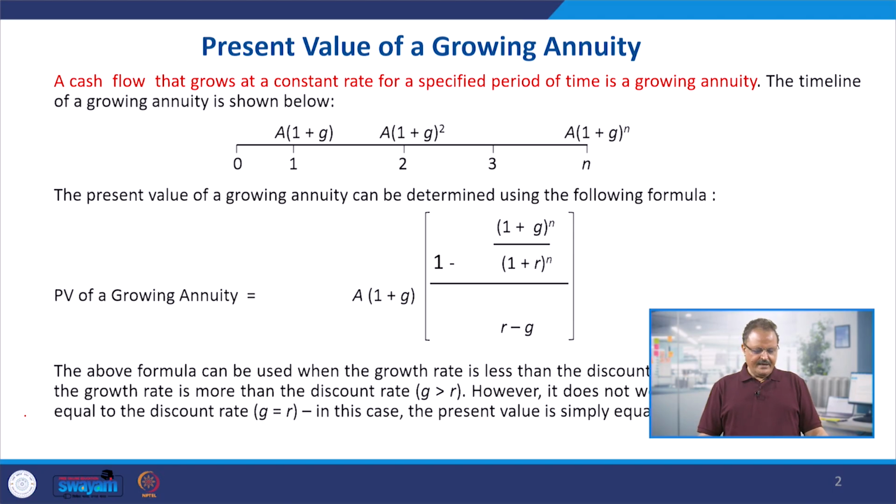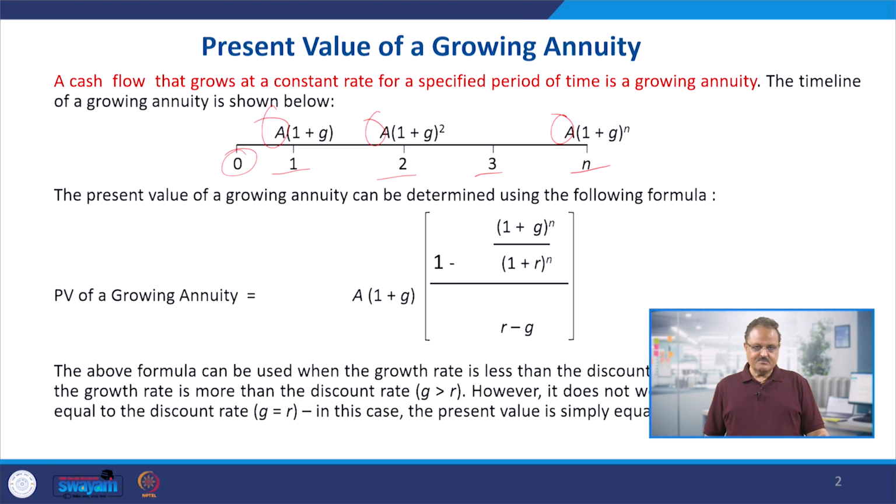The timeline for the growing annuity is shown below. In this timeline you see the number of years, that is 0, 1, 2, 3, 4 and n number of years, and A is basically the cash flow. If there is no growth in the cash flow, it will be only A, a specified, constant cash flow. If it is not growing at all, it's called an annuity without growth, so the present value would be only A divided by the discount rate.